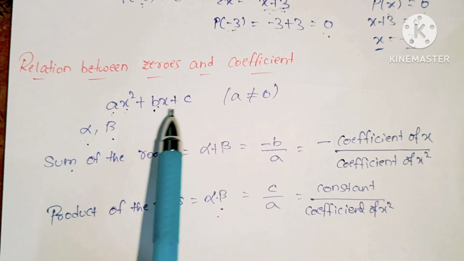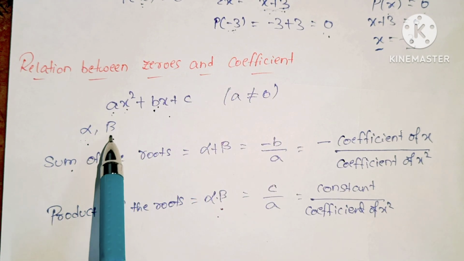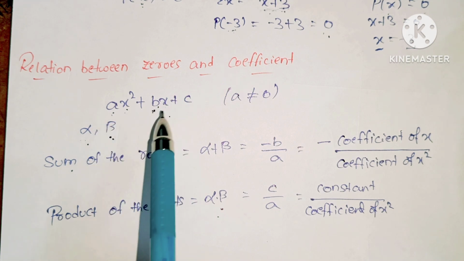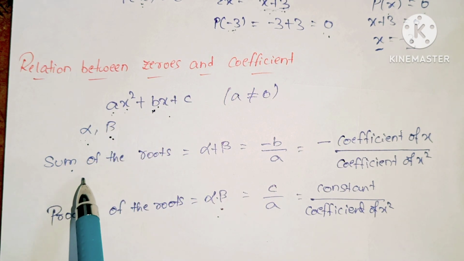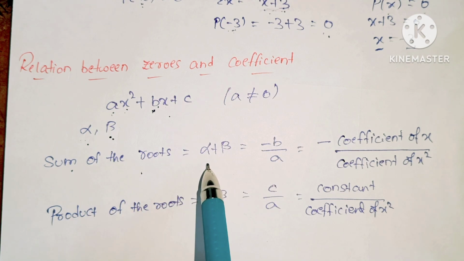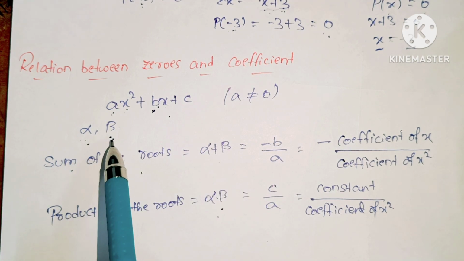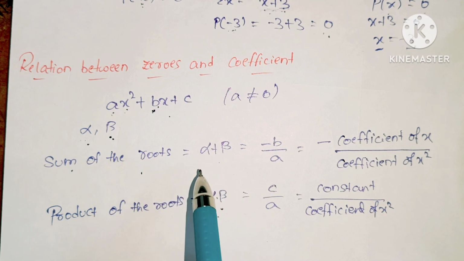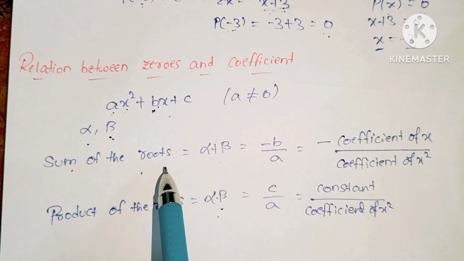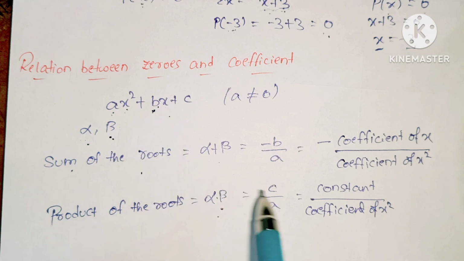So this is the relation between zeros and coefficient. This one is the standard form equation, and alpha and beta are the zeros of this particular equation. That means the roots of this particular equation. So to find the sum of the roots, the formula is alpha plus beta. If you know alpha beta values, you can easily write down alpha plus beta. Otherwise, if you want to find the sum of the roots, only you have the equation, the formula is minus b by a. So product of the roots is alpha into beta, the formula is c by a.